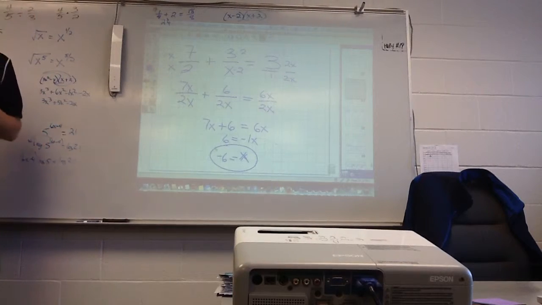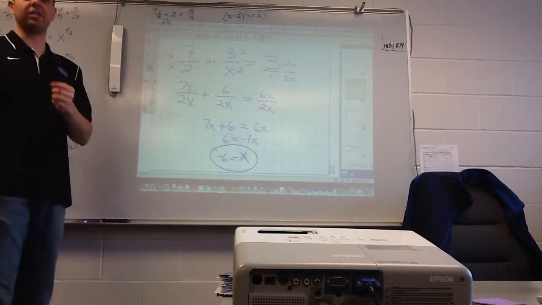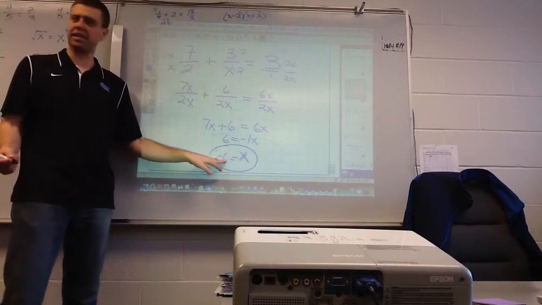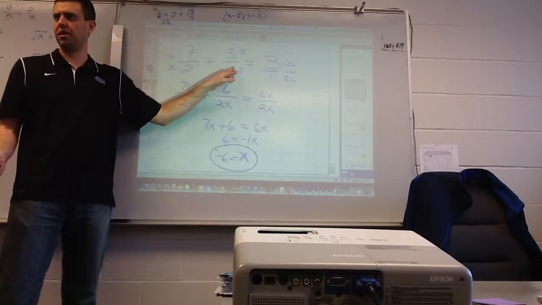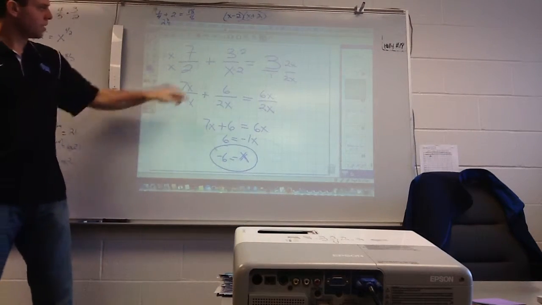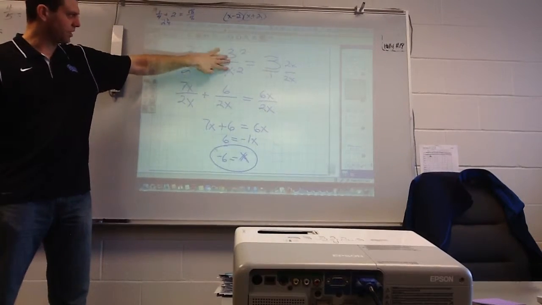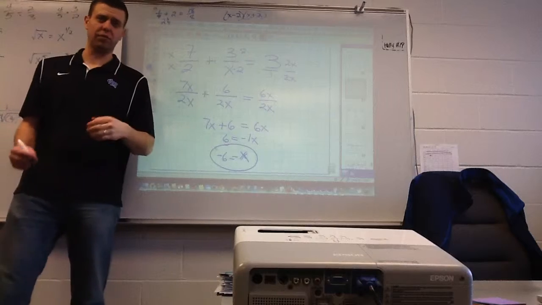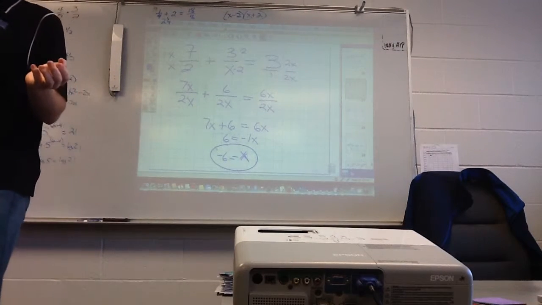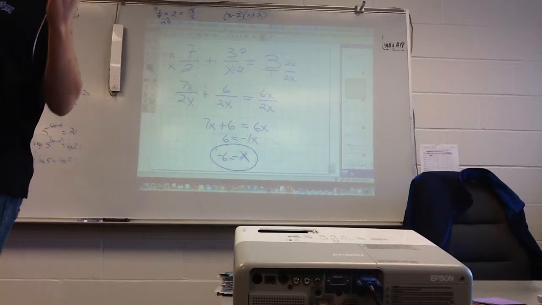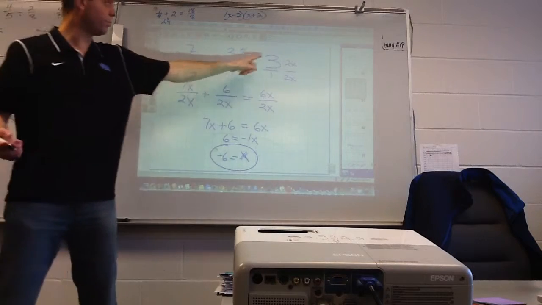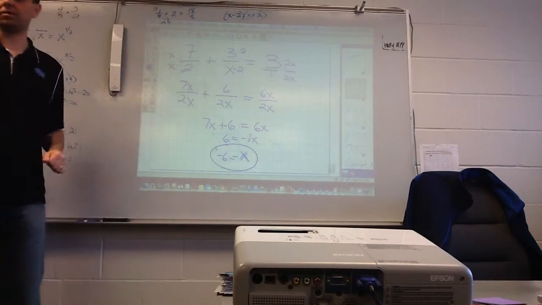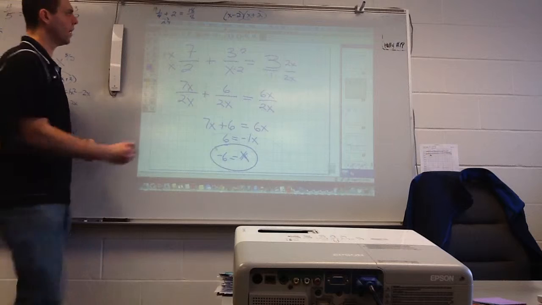As always, anytime you're solving an equation, guys, on a test for sure, I'd take that answer and substitute it in to make sure it works. 3 divided by negative 6 is negative 1/2, so I got 7 halves plus negative 1/2. What's 7 halves plus negative 1/2? 6 halves, or 3, so it worked.